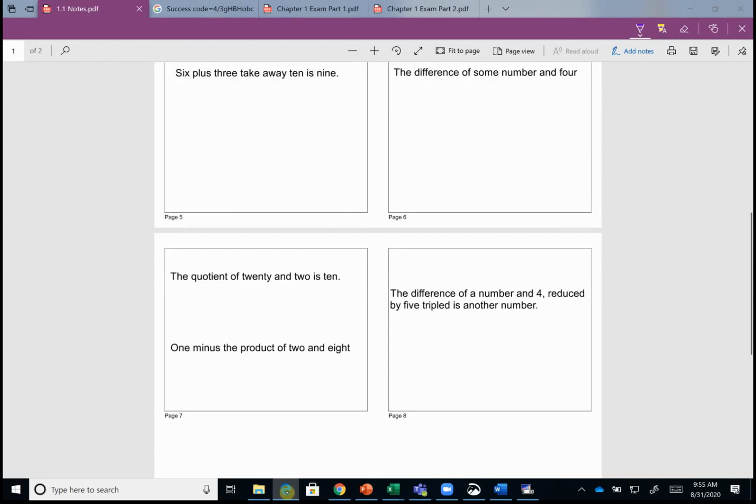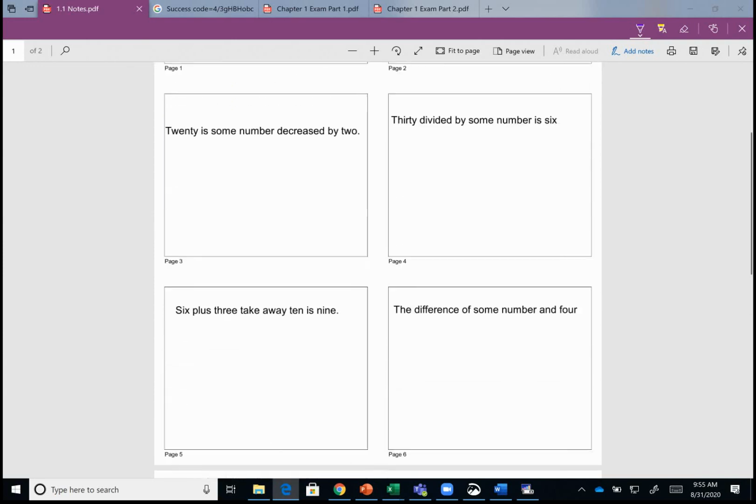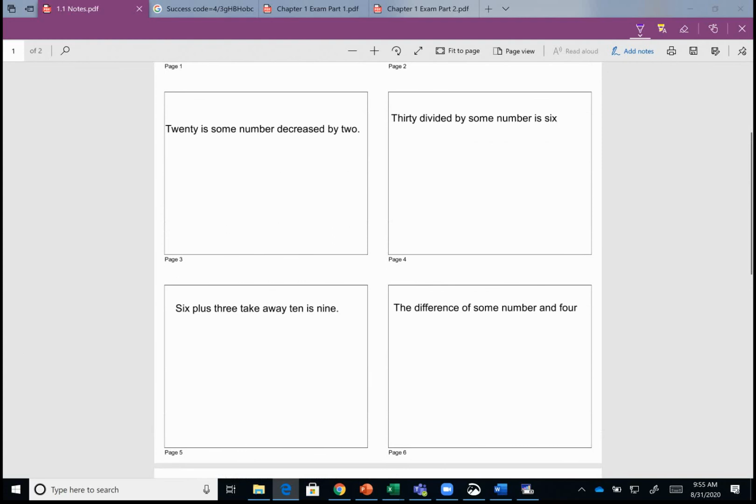All right, so if we take a look at number 3, 20 is means equals. Some number, I'm going to use N again, decreased by is subtraction, and then we have the number 2. If you try these first, please pause and fix anything that you need to.